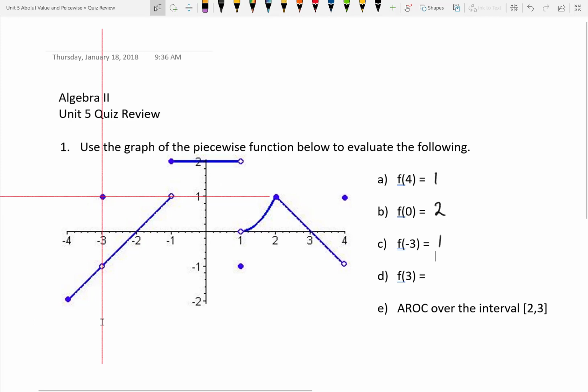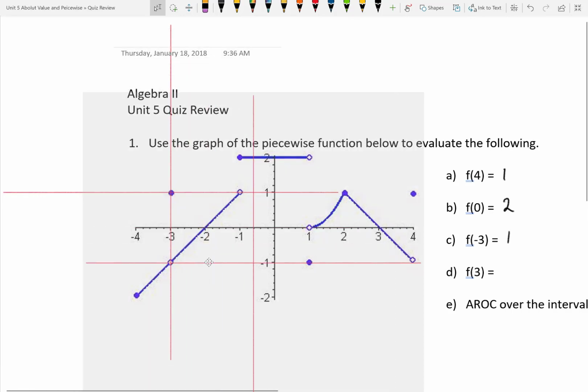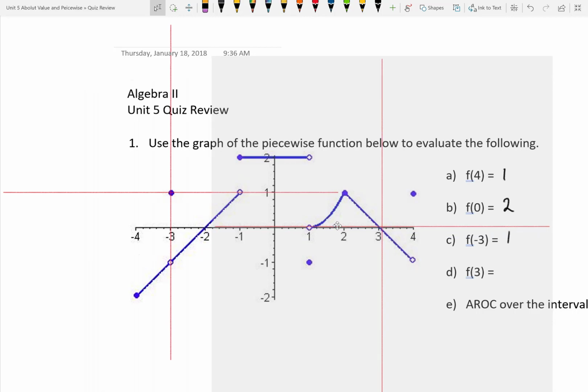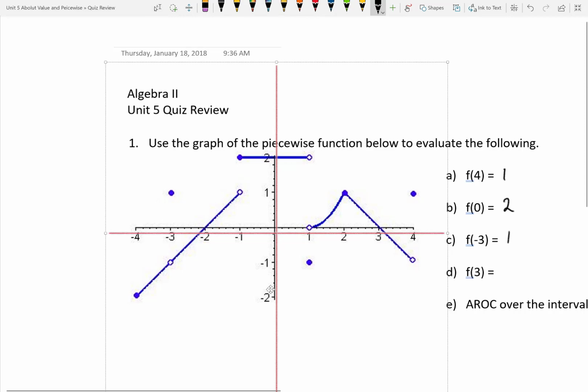Aligning the crosshairs with f of 3. Let's see, f of 3. So x equals 3. And actually, the crosshair lines up with blue right on the x-axis, so f of 3 is 0.